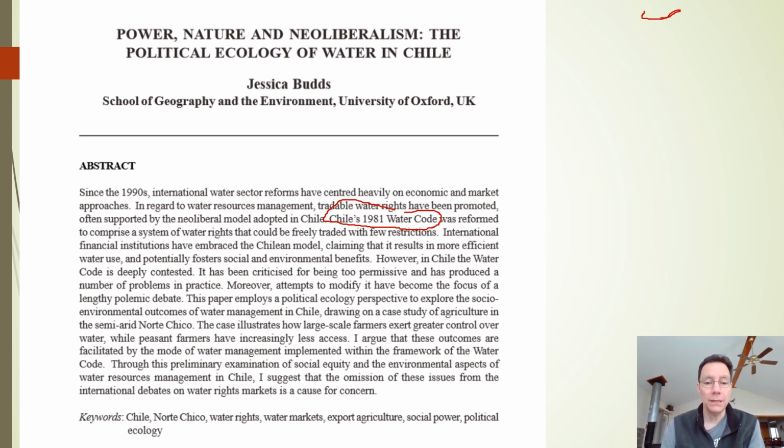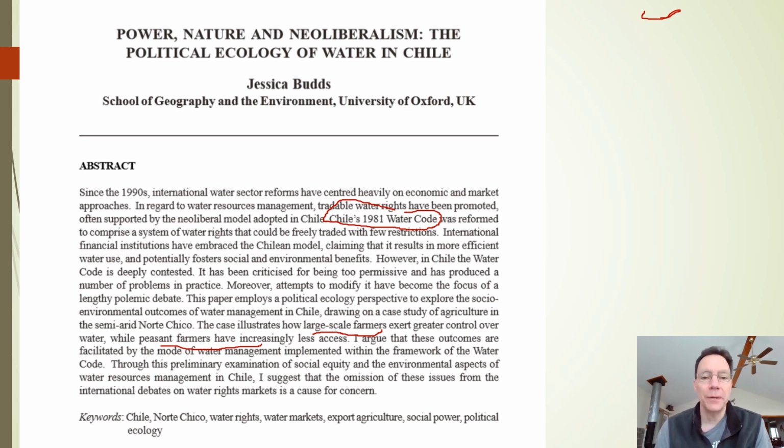In some ways, this works really well. In some ways, it doesn't. So there's long been a lot of argument about this water code in Chile. This scholar, Jessica Budds, takes a look at how this plays out in terms of who has access to the water. And she is able to determine that large-scale farmers have greater control over the water, and peasant farmers increasingly have less access. So over time, it seems that, maybe not surprisingly, this free market capitalism approach to water use is benefiting the large-scale farmers, and it's really pushing small-scale peasant farmers out of business because they no longer have access to the water.